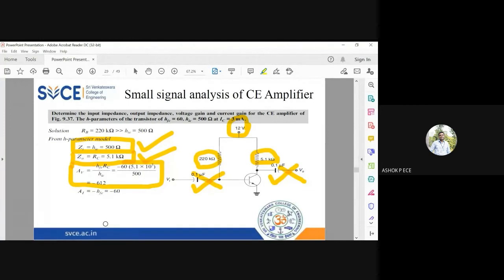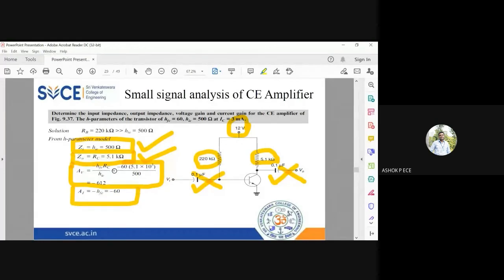And this negative sign is just to indicate that you have phase shift and it does not have any other significance. Current gain is minus hfe, it is minus 60. So the current is amplified 60 times, voltage is amplified 612 times. Power will be amplified by 612 into 60 times because power equals voltage into current. So almost you can expect a power amplification of 36,000, minimum 36,000, because assume 612 to be 600. 600 into 60 is 36,000. So the power is amplified 36,000 times.